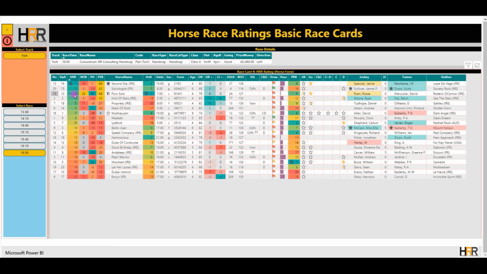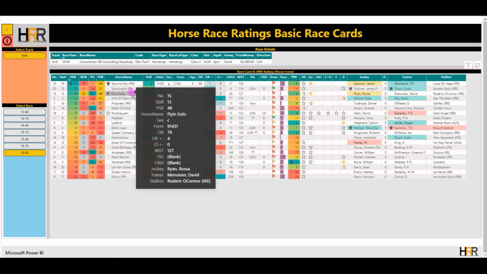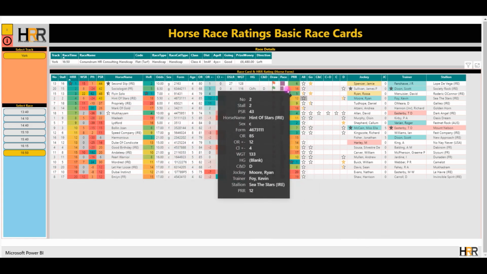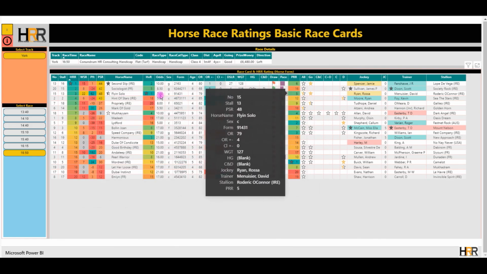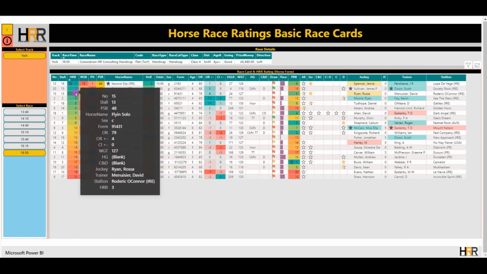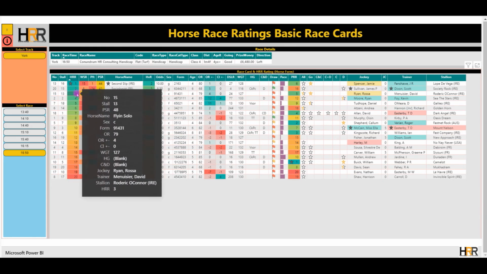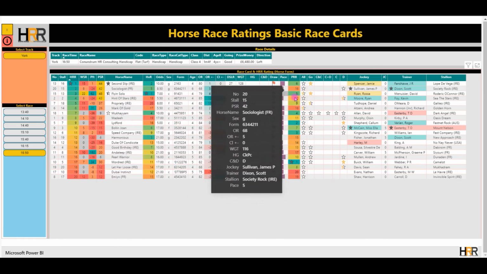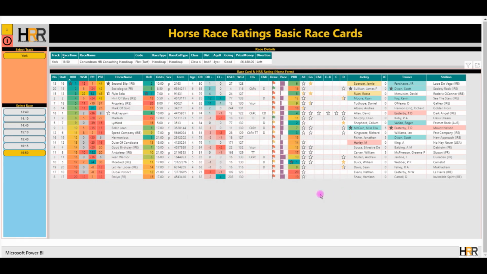But Flying Solo has got quite good HRR strike rate, profit and place strike rate stats here, but then also comes out really well in terms of value and overall performance, coming second based on a 3 and a 5. So a 3 as a race rating and a strike rate rating, and then obviously a 5 from a horse performance rating here. So that gives you a very strong indication that Flying Solo would have had a fairly decent chance on that basis in that particular race.